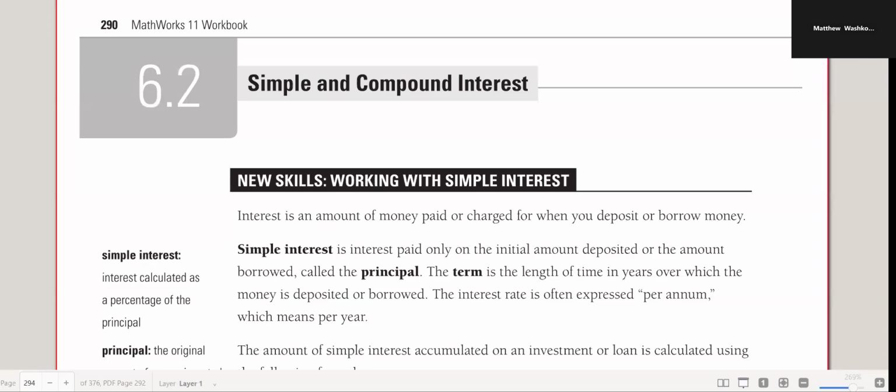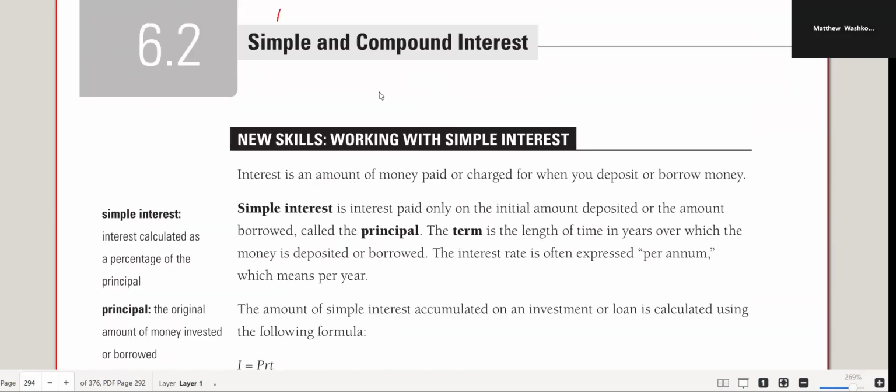All right, so now we're going into simple and compound interest here, and I'm going to split this. No, I'm not. I'm just going to do one big video, but I do encourage you to stop it once you get to simple. Do that and then come to compound.